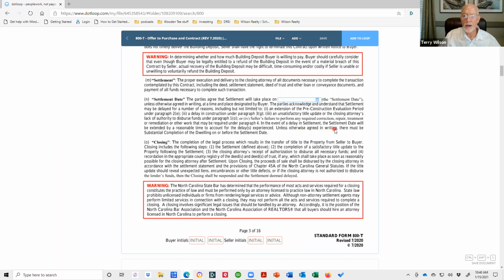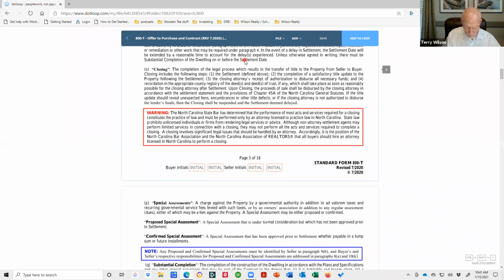Unless otherwise agreed in writing, there must be substantial completion of the dwelling on or before the settlement date. On or before the settlement date. Substantial completion. In other words, it has to basically be built. It has to basically be built for it to be considered okay for it to have closing. And substantial completion, this phrase is defined on the next page as to what they mean by substantially complete.